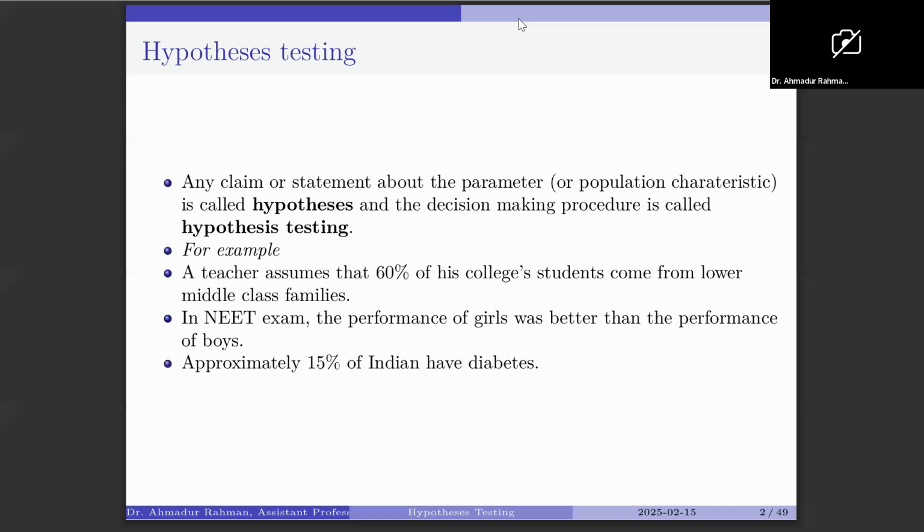Second thing, just suppose a new medicine made by a pharmaceutical company claims that my medicine is better than the previously existing methods. When we are going to test them, we say that this new medicine is exactly the same as the previously existing medicines. I mean, there is no difference between the two.